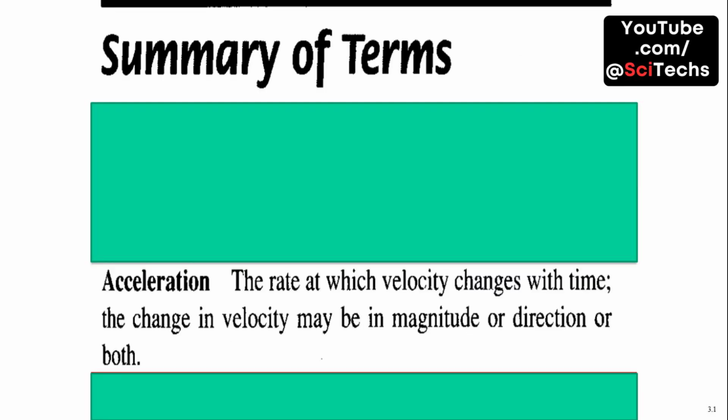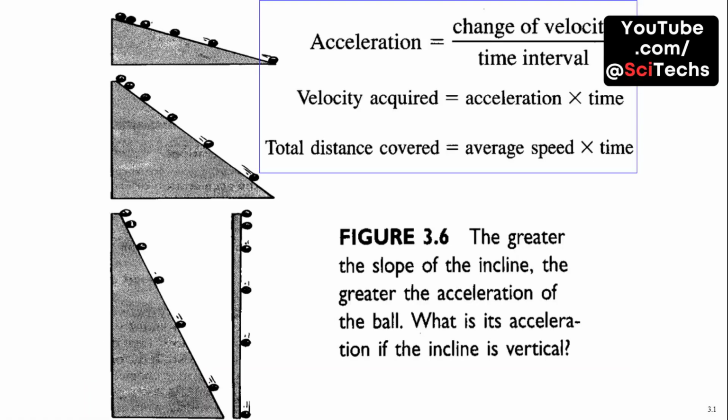Acceleration is the rate at which velocity changes with time. This change can be in magnitude, direction, or both. It's a crucial concept in understanding how objects move. Acceleration is calculated by dividing the change in velocity by the time interval. The greater the slope of an incline, the greater the acceleration of a ball rolling down. What happens if the incline is vertical?